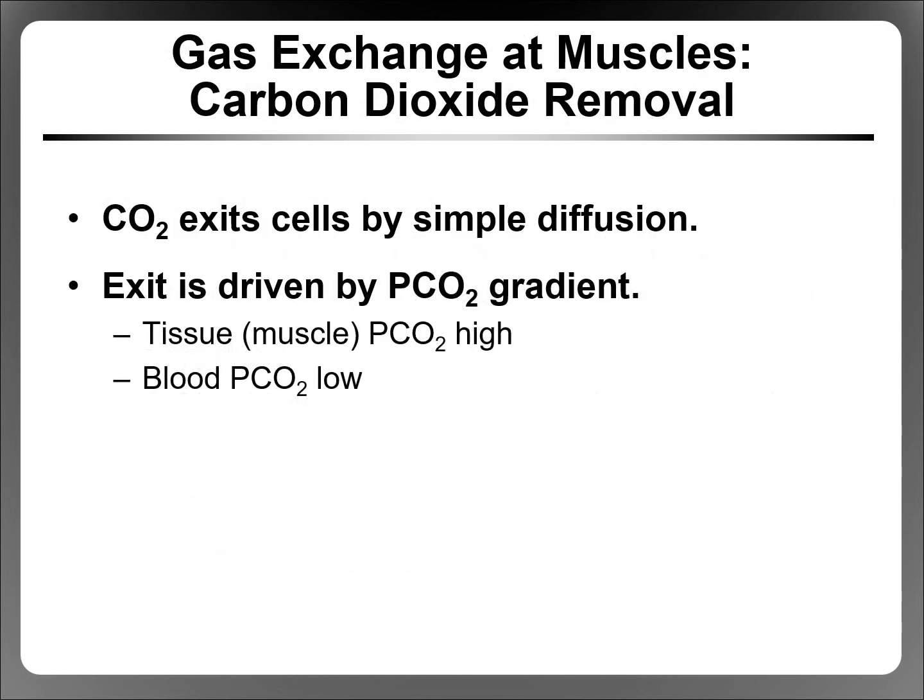So how do we actually remove carbon dioxide? CO2 will exit the cells by simple diffusion, nothing fancy, but its exit is going to be driven by the PCO2 gradient. At muscle tissues, the pressure of carbon dioxide is high, and in the blood, the pressure of CO2 is low. So we're quite literally forcing the CO2 out of the tissues from high to low concentration gradient.